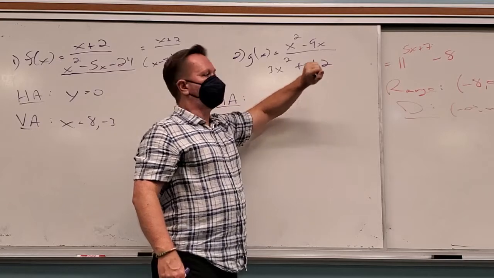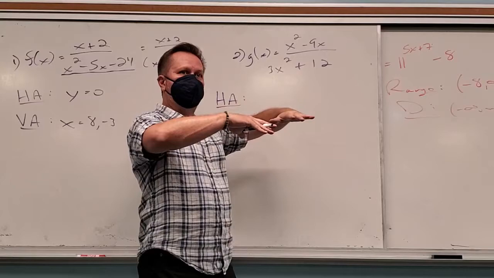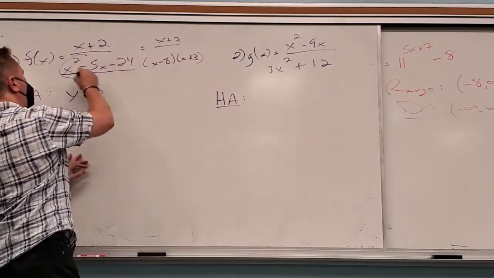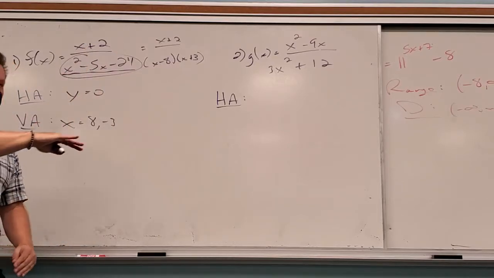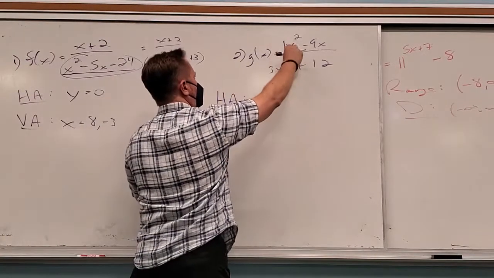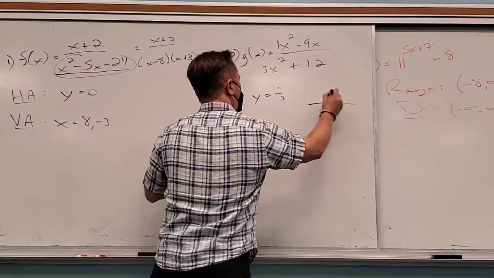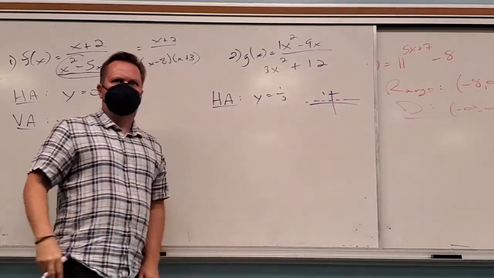Okay, maybe. So when the degrees are the same, they grow at about the same rate. So neither one overpowers the other one. Here, the bottom overpowers the top. That's why it goes to 0. Here they're going to go to some finite number, which in this case is 1/3. So now you would have an asymptote at 1/3, right?